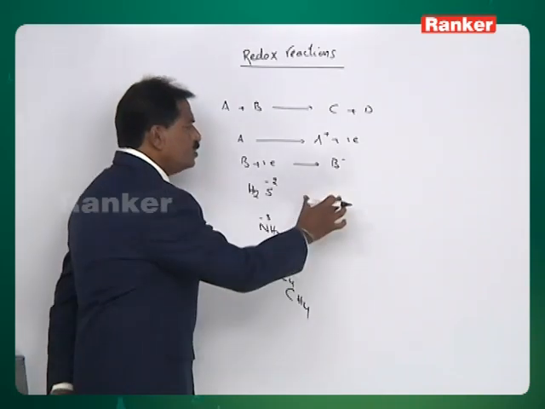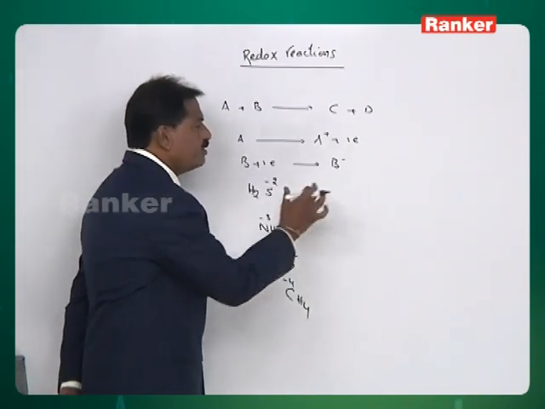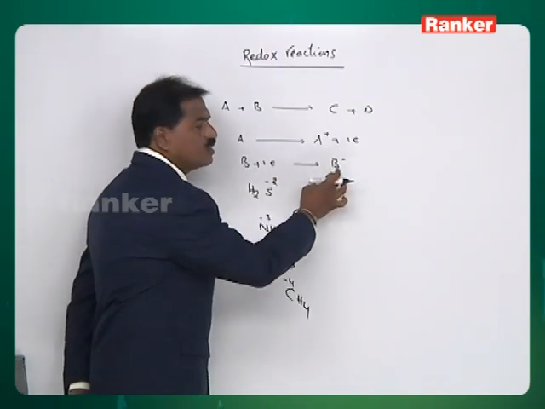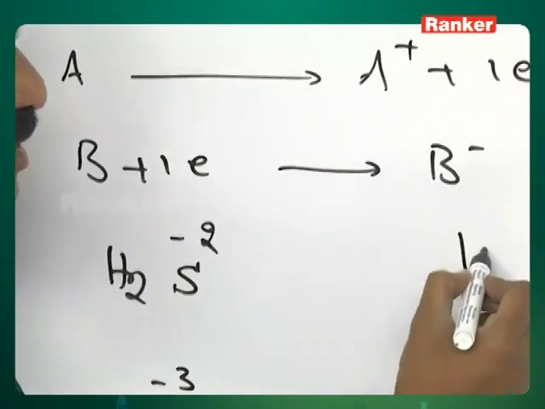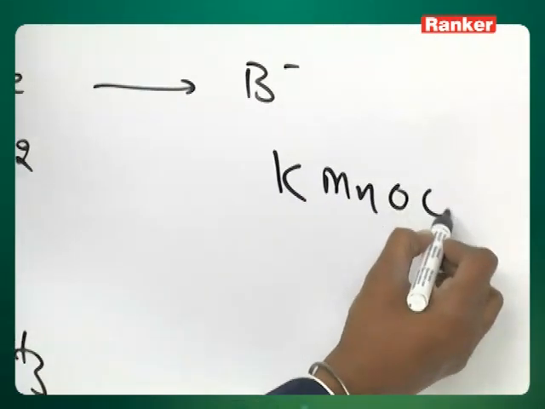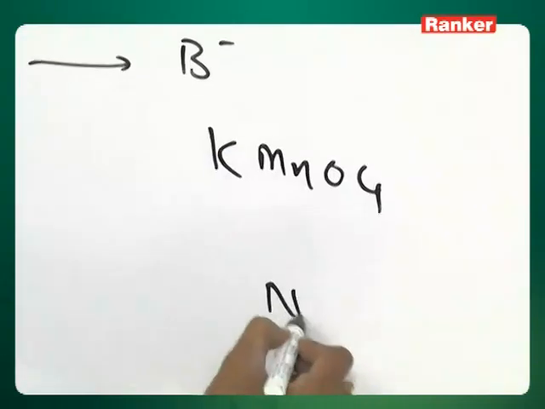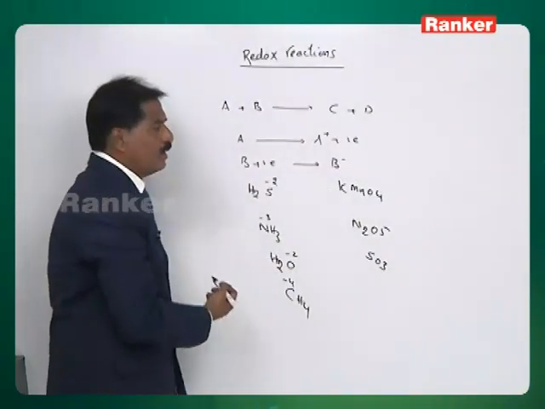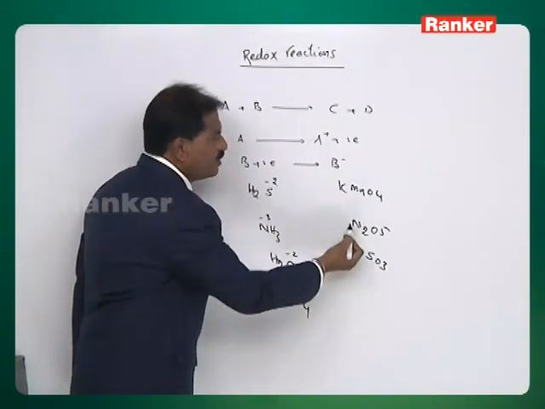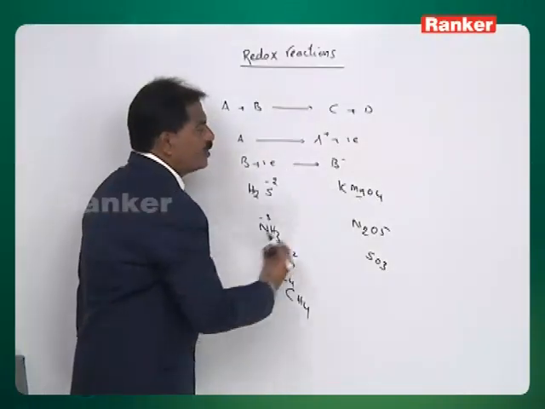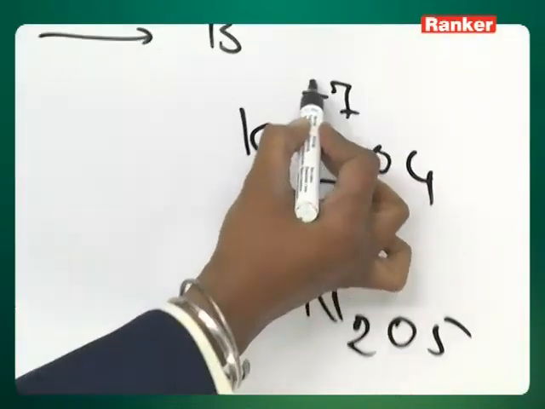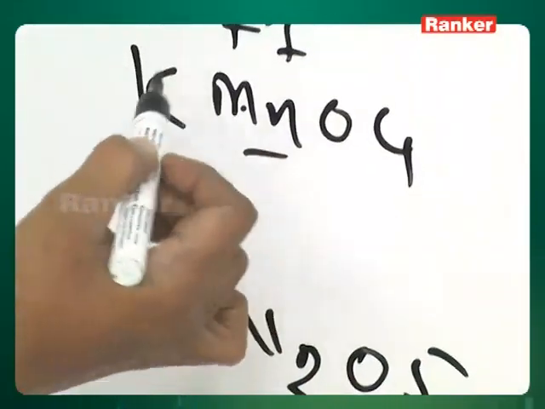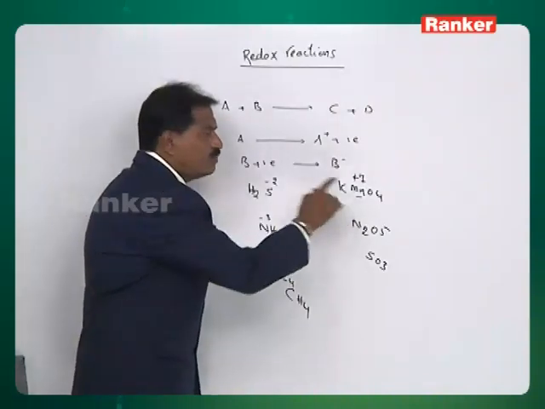Similarly, in general, which type of molecules will gain electrons? Here in this reaction, B is gaining the electron, so it has been converted into B minus. Like that, observe various chemical species, such as KMnO4, N2O5, and SO3. Observe the oxidation state of the central atom in these molecules. What is the oxidation state of manganese? +7. This +7 is the highest possible value for manganese.